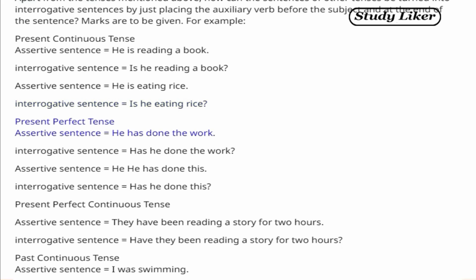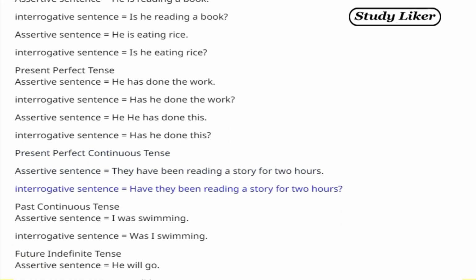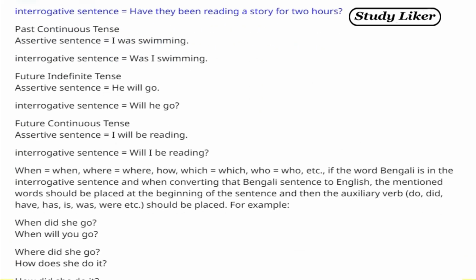Present perfect tense. Assertive sentence equals he has done the work. Interrogative sentence equals has he done the work? Assertive sentence equals he has done this. Interrogative sentence equals has he done this? Present perfect continuous tense. Assertive sentence equals they have been reading a story for 2 hours. Interrogative sentence equals have they been reading a story for 2 hours?